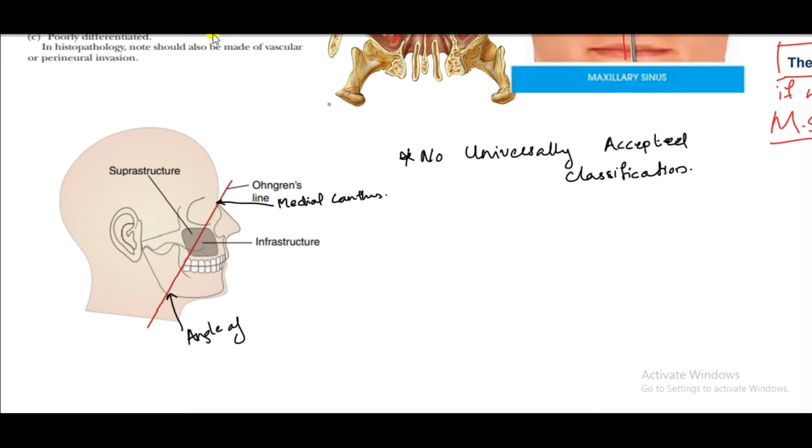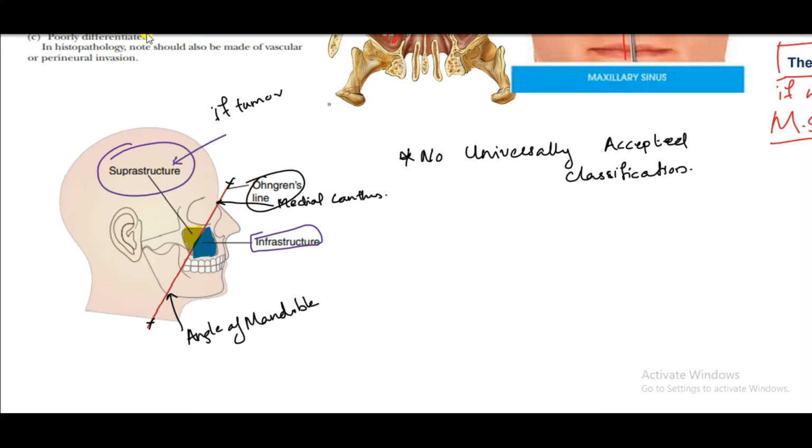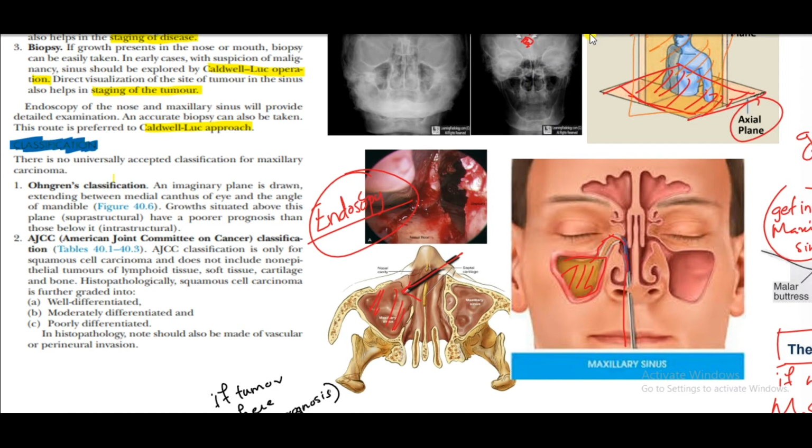What happened here? A line drawn between the medial canthus and the angle of the mandible is known as Ohngren's line. It crosses the maxillary sinus, dividing it into the suprastructure and the infrastructure. The superior portion above Ohngren's line is known as the suprastructure. If the tumor is here, we can say it has a poor prognosis. If the tumor resides in the infrastructure, it has a good prognosis.